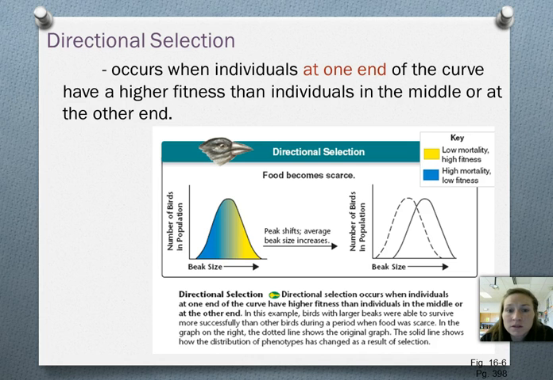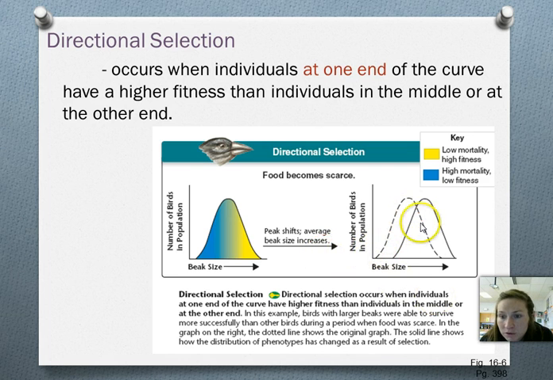Alright, so directional selection occurs when individuals at one end of the curve have a higher fitness than individuals in the middle or at the other end. So in this case with bird beaks and finches, you have the number of birds in the population as your DV, the beak size as your IV. And notice as food becomes scarce, the peak shifts. So average beak size increases.